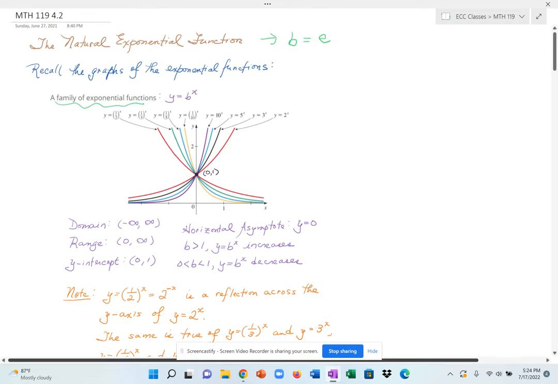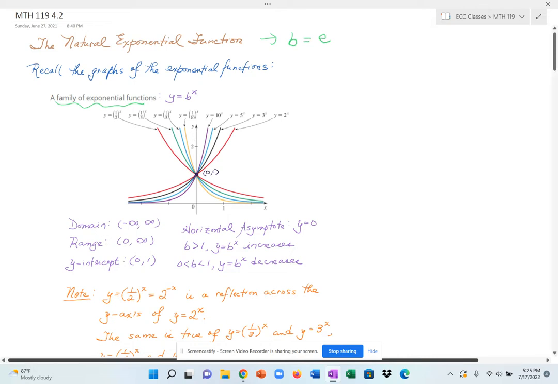There's several graphs here. The ones that are decreasing from left to right start up here in the upper left-hand corner of the second quadrant and then decrease. So these are the graphs of 1/2 to the x, 1/3 to the x, 1/5 to the x, and 1/10 to the x. So those are your exponential functions where your base is between 0 and 1. They decrease from left to right.